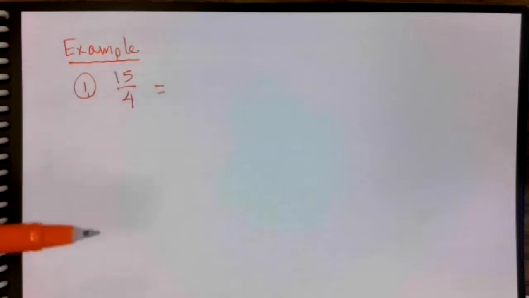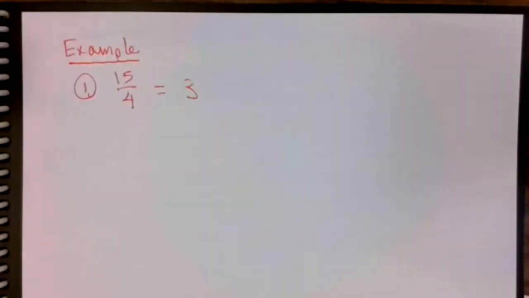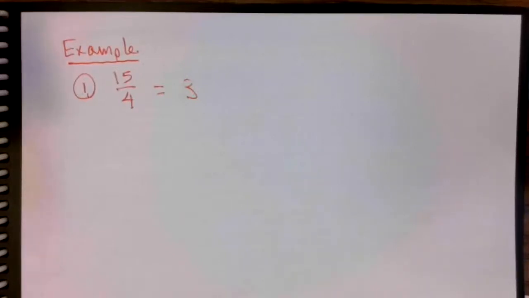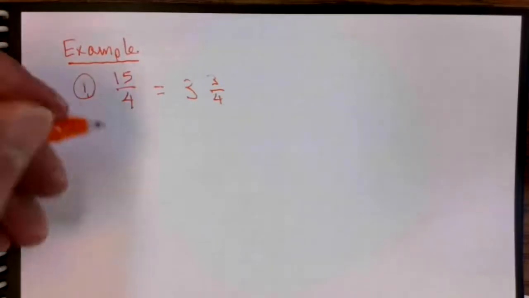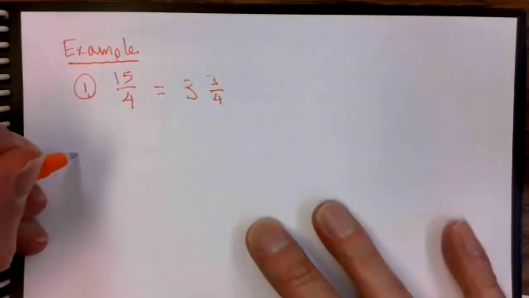Okay, right. So 4 goes into 15. We're thinking 4 into 15, it goes 3 times. So that would be the whole number part. Right, okay. So 4 goes into 15 3 times, that's the quotient. And the remainder is 3, there's 3 left over. Okay, so 3 3/4.